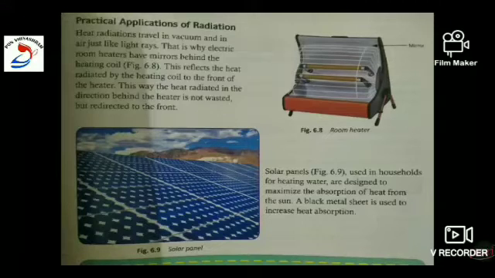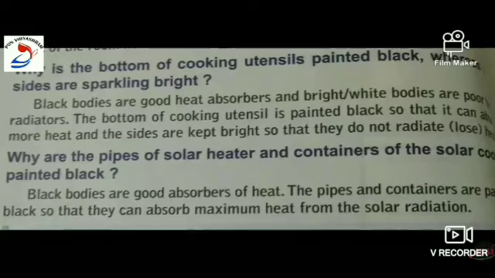Then, solar panels, which are used in households for heating water, are designed to maximize absorption of heat from the sun. A black metal sheet is used to increase heat absorption. So, these are the practical applications of radiation. The heat transferred by radiation is called radiant heat or thermal radiation.